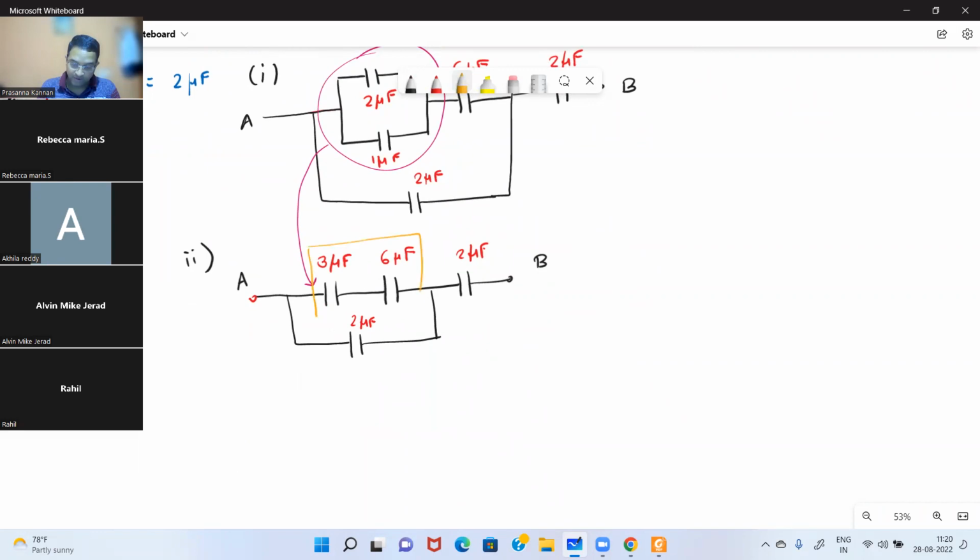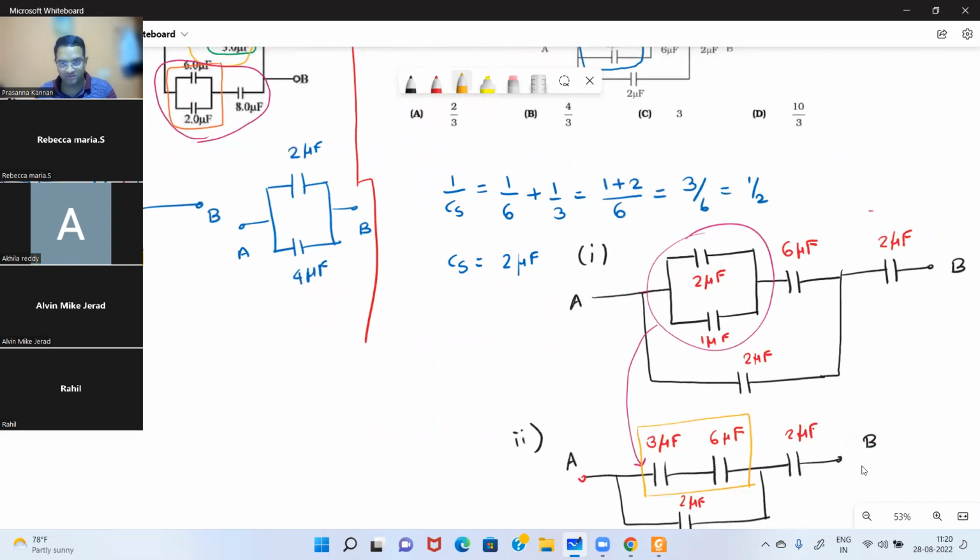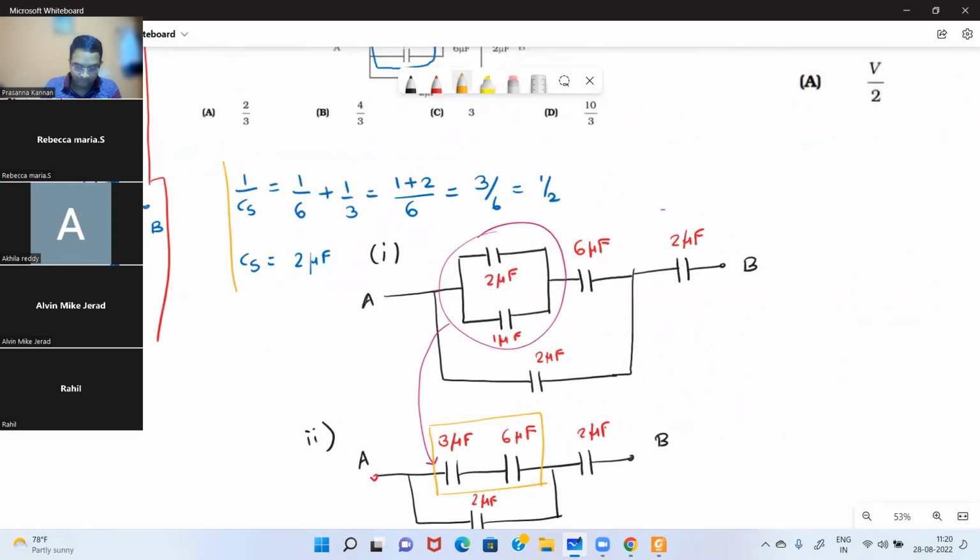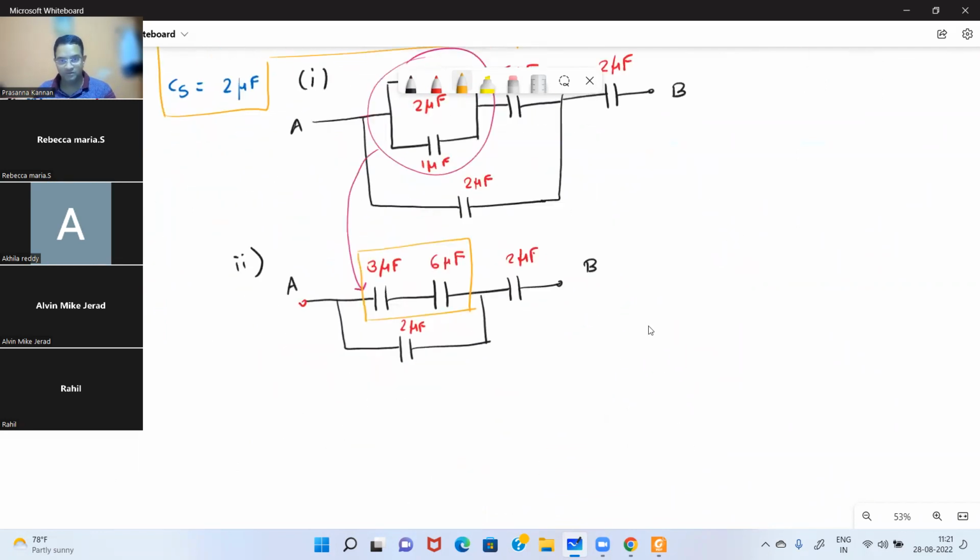Now what about this 3 microfarad and 6 microfarad? They both are in series once again. Already we had solved this, and 3 and 6 are in series. The result that you are going to get is 2 microfarad, right? So in the third step, if you see, this is 2 microfarad, one more 2 microfarad is below. Then we have another 2 microfarad, right?